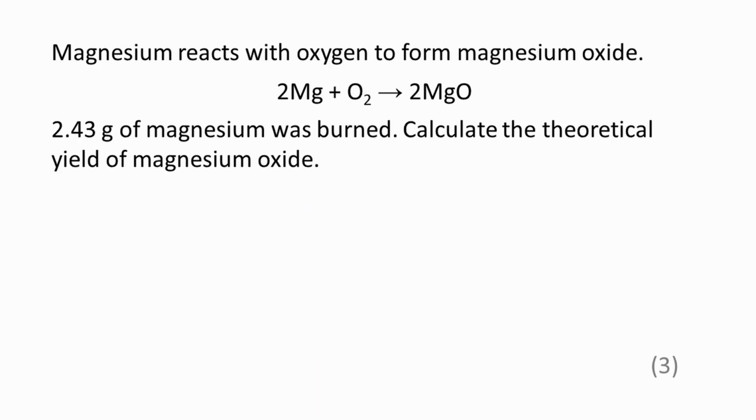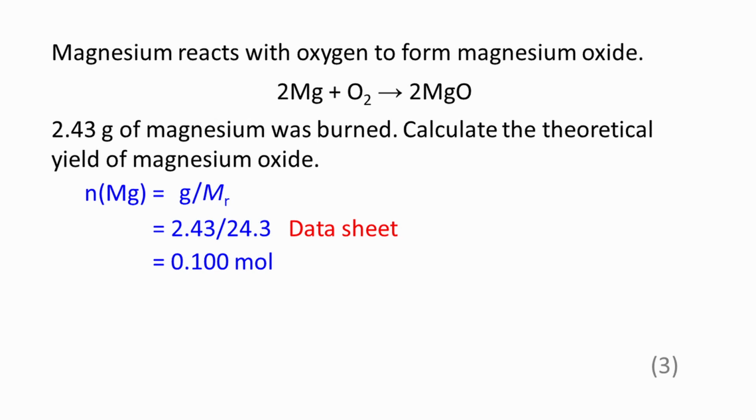Here's the next part of the question. Magnesium reacts with oxygen to form magnesium oxide, and the balanced equation is given there. 2.43 grams of magnesium was burned. Calculate the theoretical yield of the magnesium oxide.